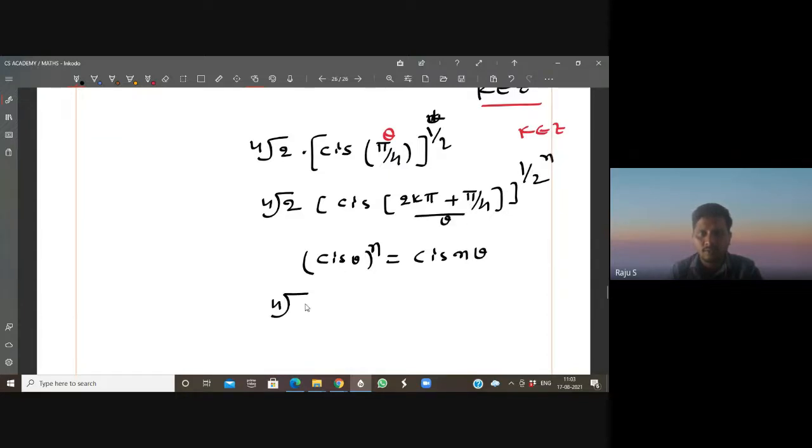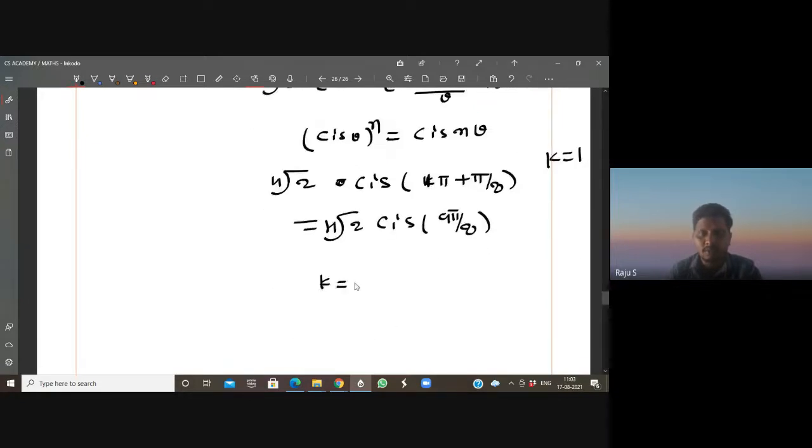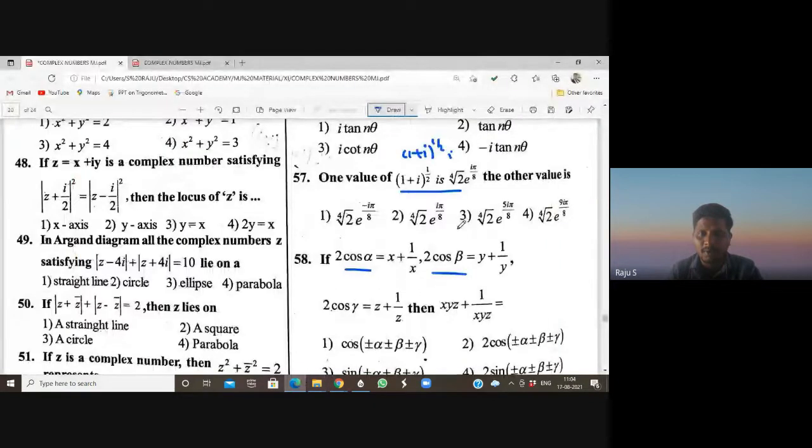So the fourth root of 2 can be written as cis multiplied by (k pi plus pi by 8). Fourth root of 2, yeah, (k pi plus pi by 8). When I take k equal to 1, because k is 0, 1, 2, and so on, take the LCM: k is equal to 1, 8 pi plus pi, 9 pi by 8. That's all. So k is equal to 0, 1, 2, 3, depending on the option we have to give the k value. 9 pi by 8, this is right.